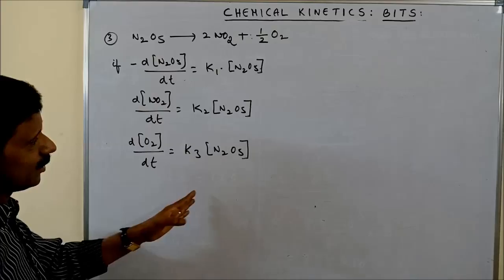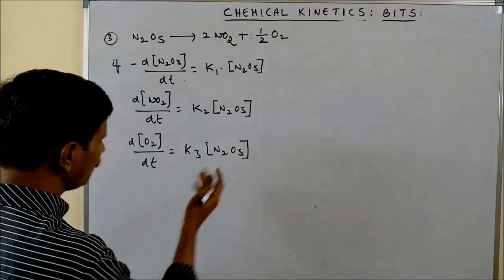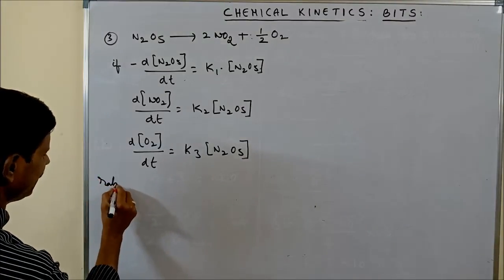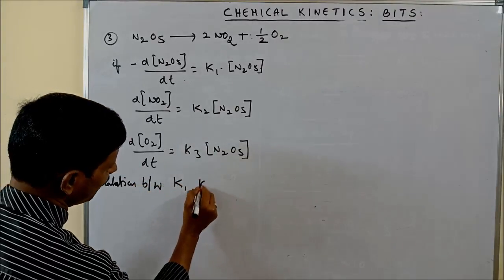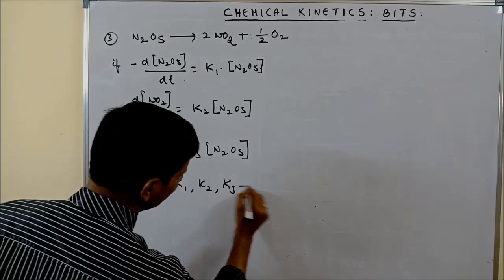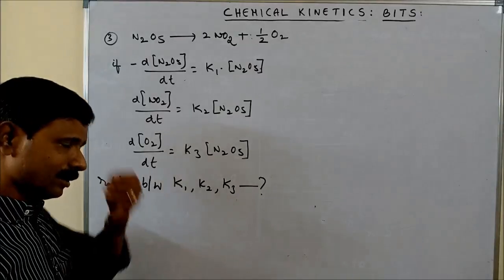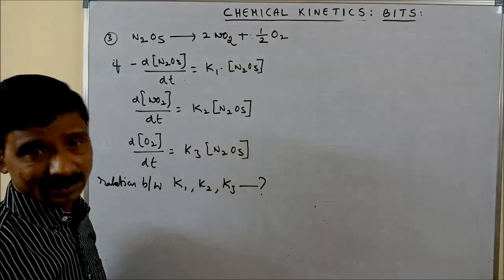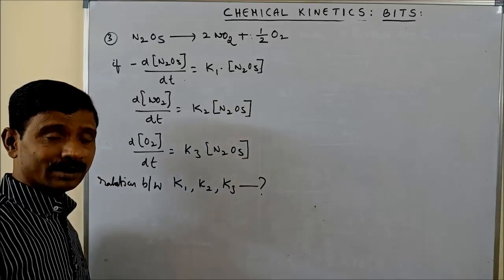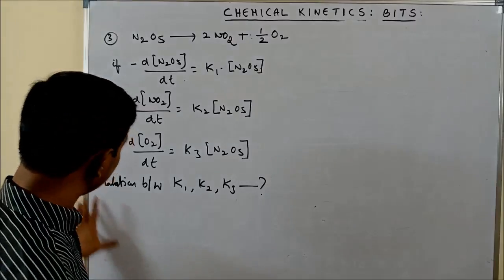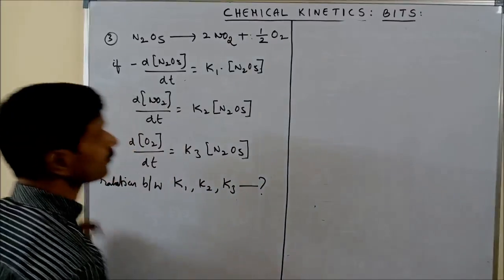So like that, with respect to N2O5, they compared the disappearances and appearances. Now, what is the relation between K1, K2 and K3? This is the question. Here also, we have to use the concept you applied in the first bit, that is, rate equal to disappearance or appearance divided by stoichiometric coefficient. That form we have to use. So see the way we have to approach.